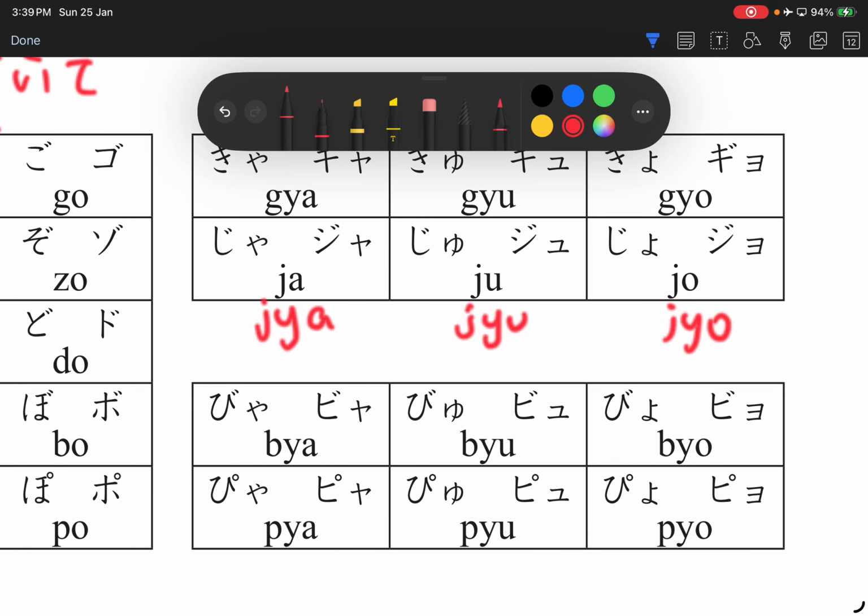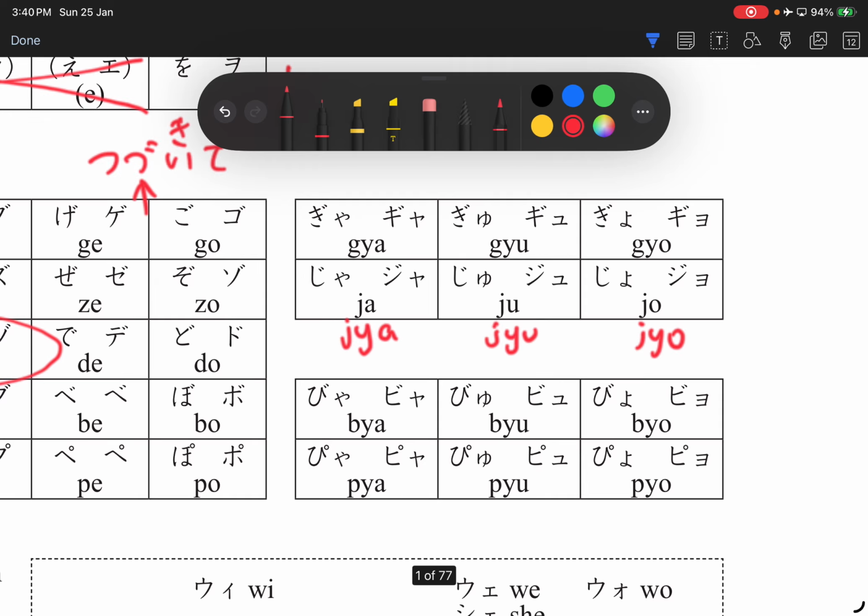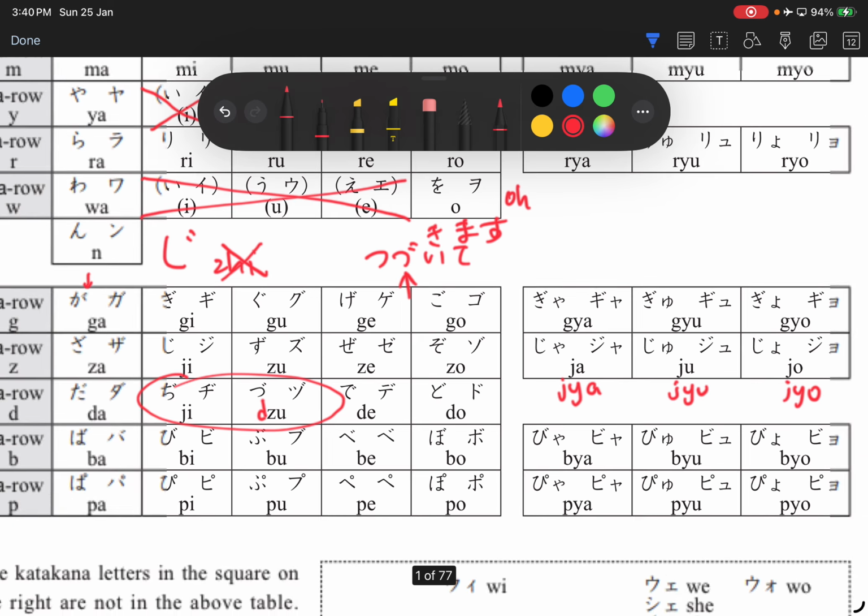Ja, Ju, Jo. In certain textbooks they will write JA, JU, JO. Some other textbooks may write JYA, JYU, JYO. So it depends on the textbook. But then again, this is Romaji, this is training wheels, so it doesn't matter what the textbook writes, because you're not going to use it for very long. I'll give you some time to absorb this.